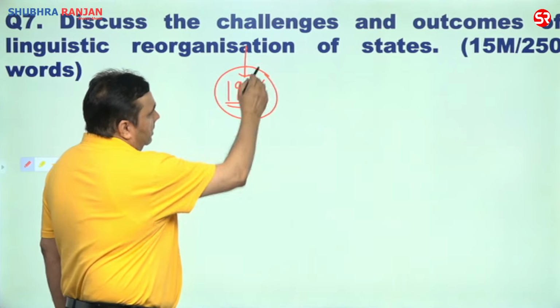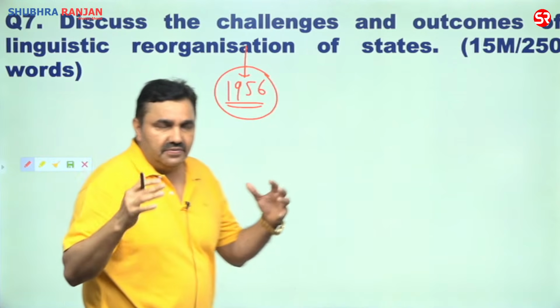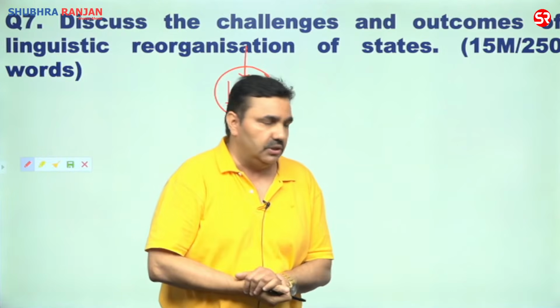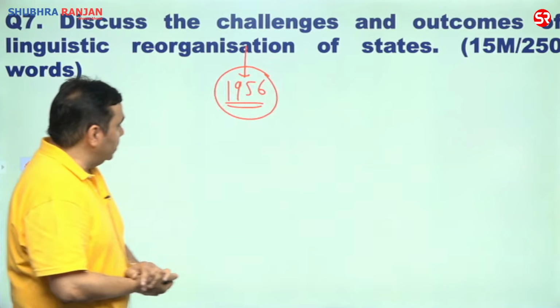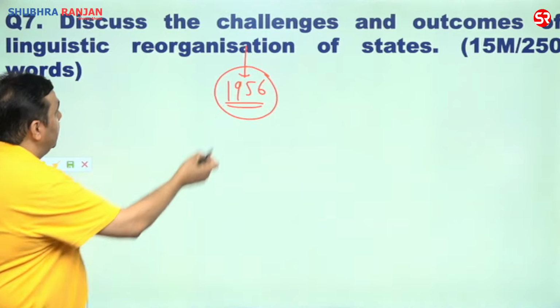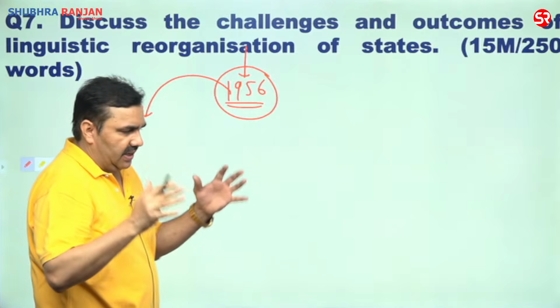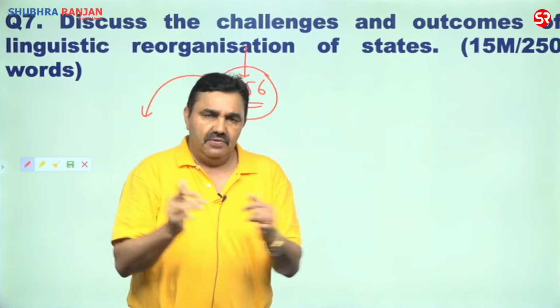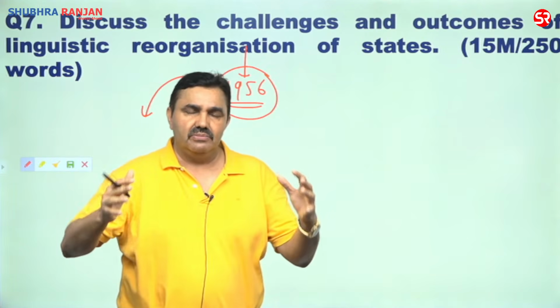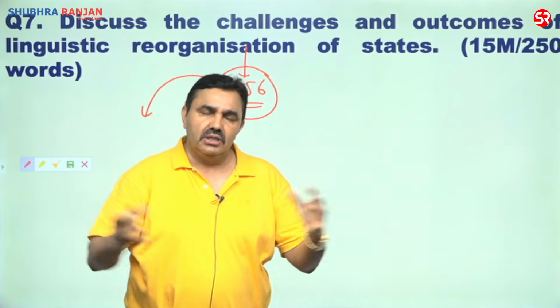Reorganization of states on the basis of recommendations of Justice Fazl Ali Commission. 14 states and 6 UTs were created by Government of India. What challenges have been posed by linguistic reorganization? The first major challenge is that resource distribution is not equitable.